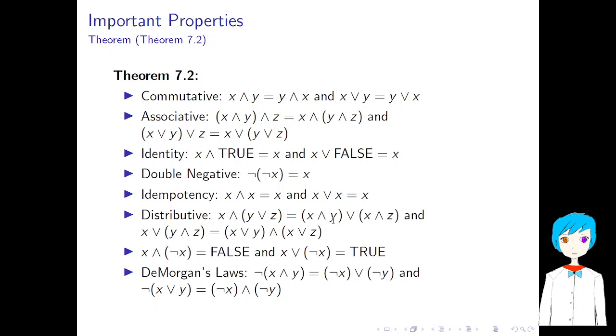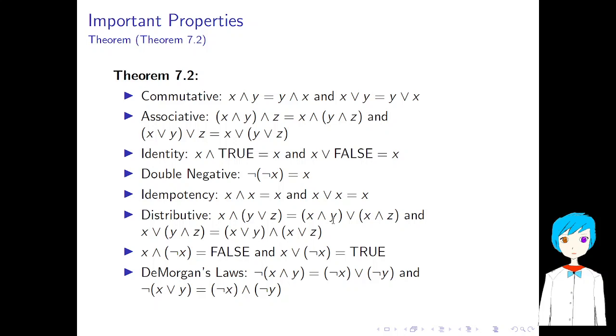Distributive, x and (y or z) is (x and y) or (x and z). x and not x is false, and x or not x is true, because one and only one of x and not x is true. De Morgan's law: not (x and y) is not x or not y, and not (x or y) is not x and not y.